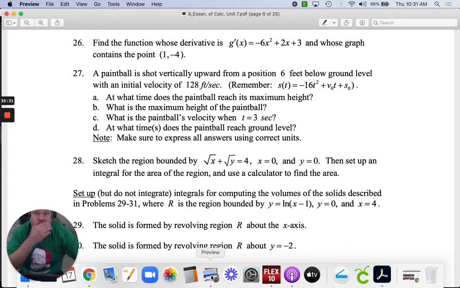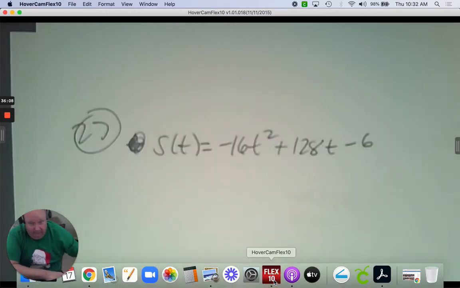A paintball is shot vertically from a position of 6 feet below ground level. So when t equals 0, our position equation's there. S at t equals negative 16t squared plus the initial velocity. So v sub 0 is 128. And then S0 is the initial position. 6 feet below ground level would mean subtract 6. There's our position equation.